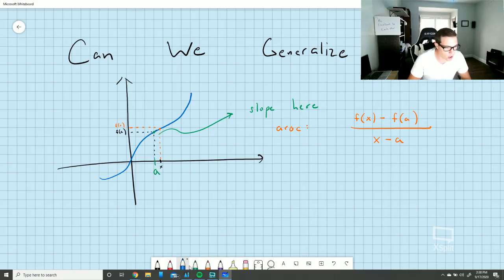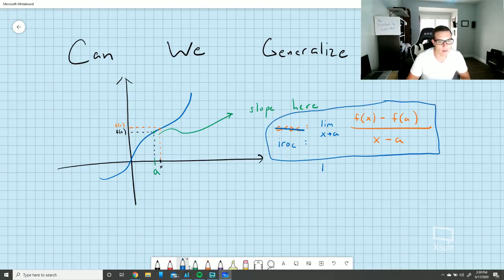Well, think about it. The closer these points are together, the better the approximation would be. I would love it if x and a were as close together as possible. Have we learned about anything in this class this year that allows you to have one value approach another value? Hopefully you say yes. I can change this from the AROC to the IROC, or derivative, by putting a limit in front of this. I want x to get as close to a as possible without actually equaling a. And this is called the derivative at a point.